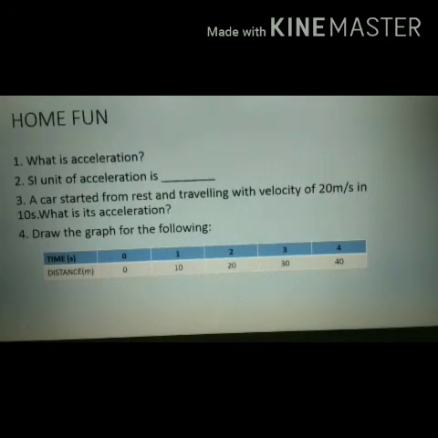And for the fourth question, you have to draw a graph where the time taken will be 0, 1, 2, 3, 4 and the distance covered will be 10, 20, 30 and 40. I think you all can do this homework in an easy manner.